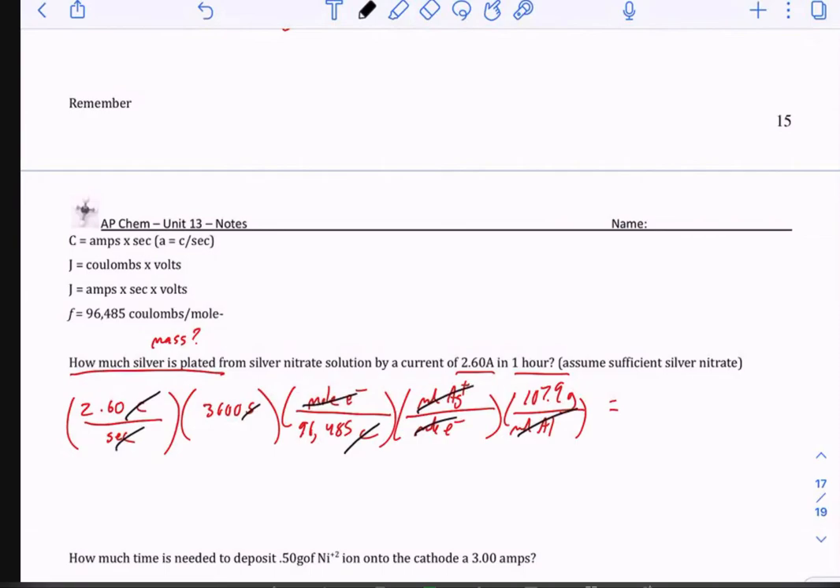So we're looking at about 10.5 grams of silver that will be plated if we have enough silver ion and we let this run for 1 hour at a current of 2.6 amps. 10.5 grams of silver doesn't sound like a lot, but when you're electroplating, you're just coating the surface with the metal, right? You're not making a fully solid piece of silver. You're just covering it.